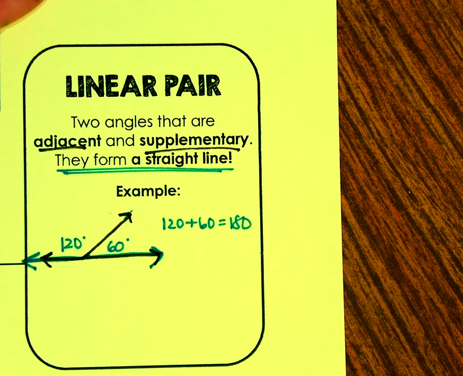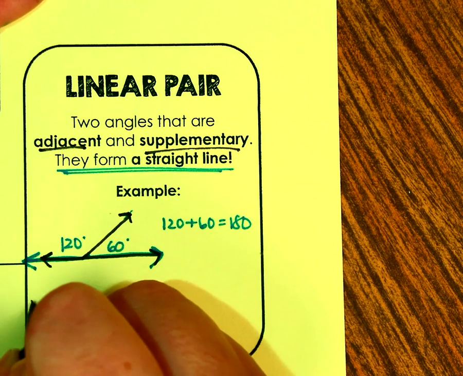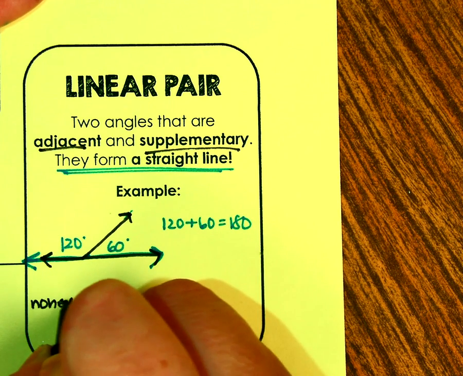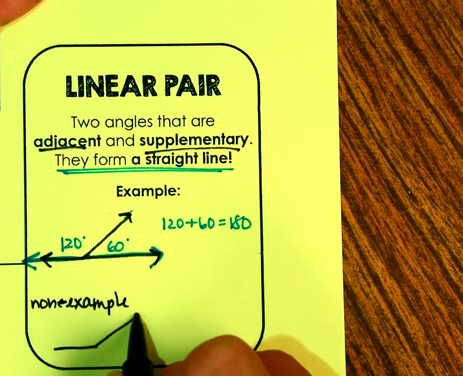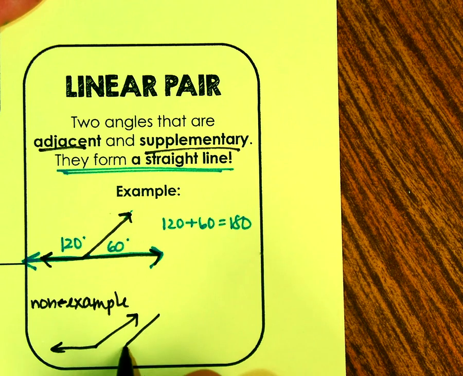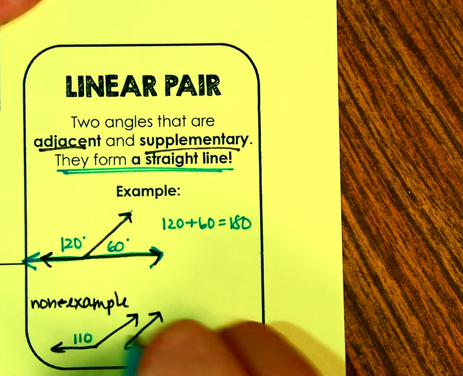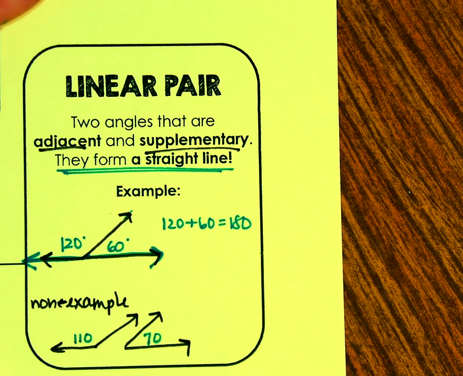So an example that would not be a linear pair, so this is a non-example. Here's a non-example. If this is 110 and this is 70, they are supplementary because they add up to 180, but they are not adjacent and they do not form a straight line. And remember, these have to be opposite rays. By definition, they have the same endpoint, which these don't. So again, there's another non-example.